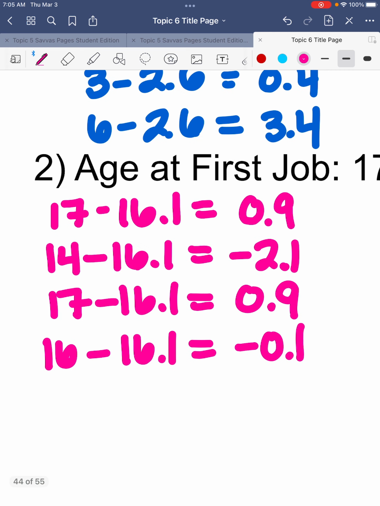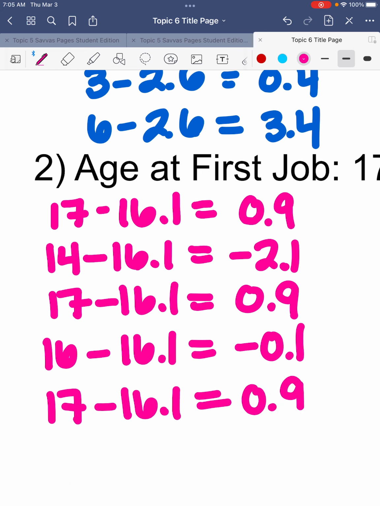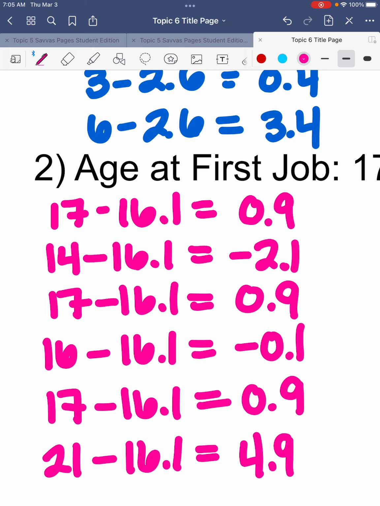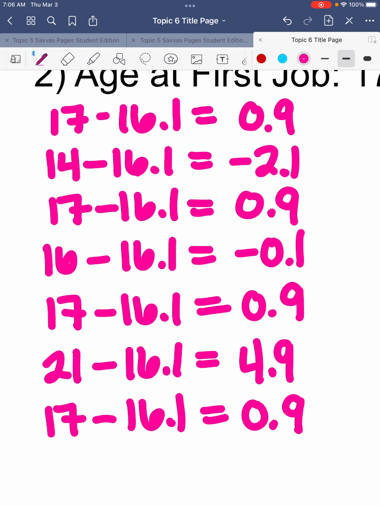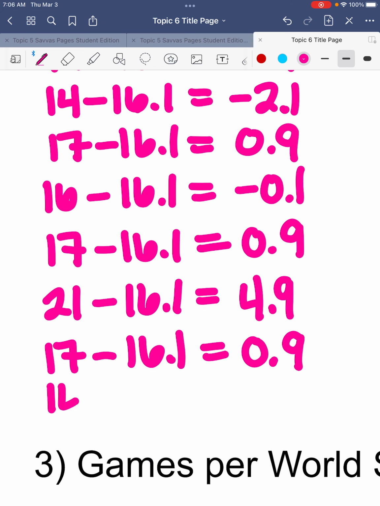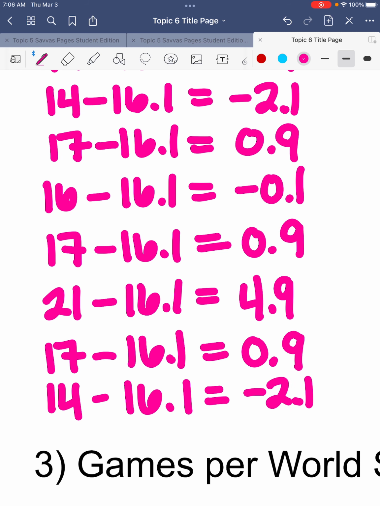After that, I have 17 again. So 17 minus 16.1 equals 0.9. Then I have 21. 21 minus 16.1 is 4.9. Then I have a 17 again, so 17 minus 16.1, 0.9. Then I have a 14 minus 16.1, and 14 minus 16.1 is negative 2.1.